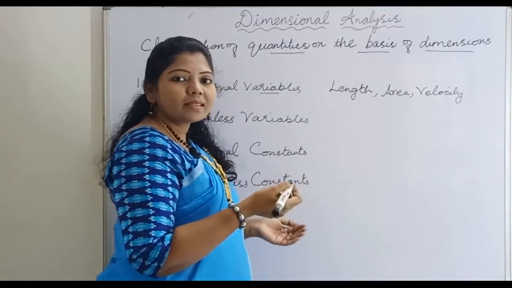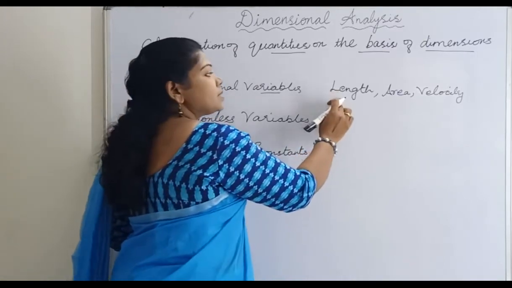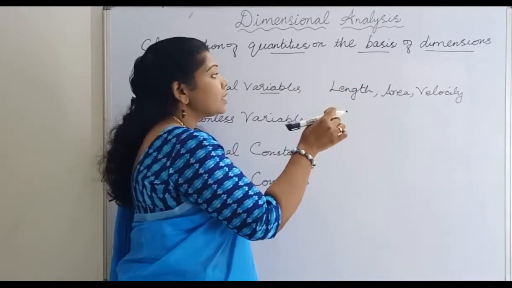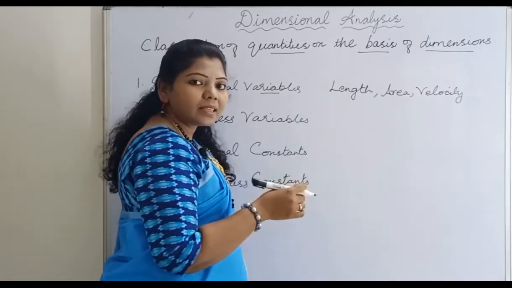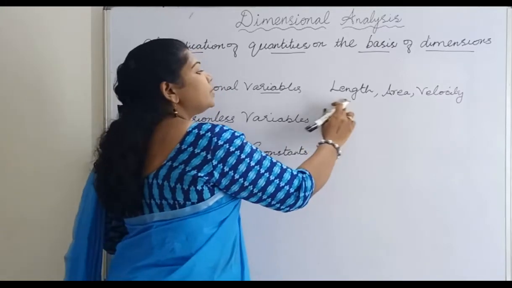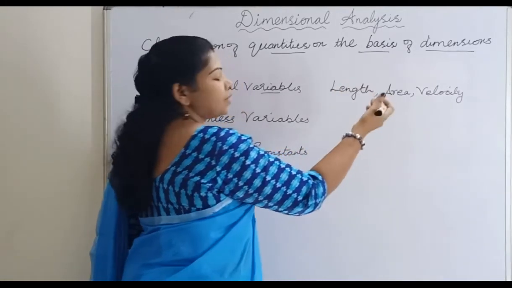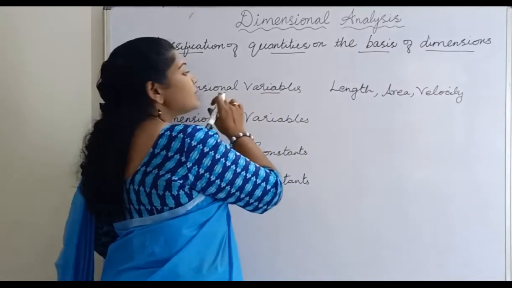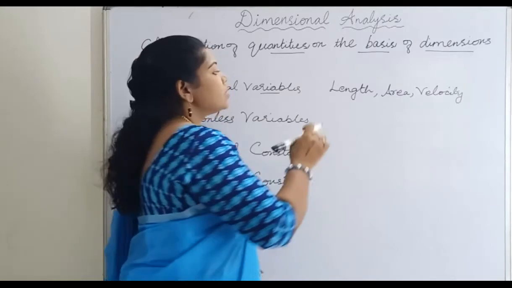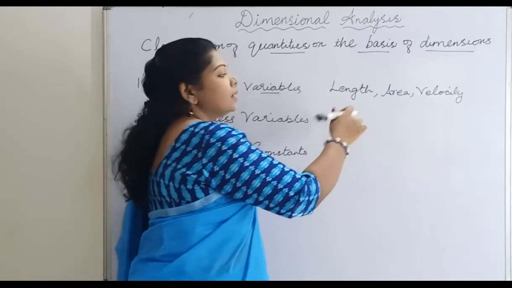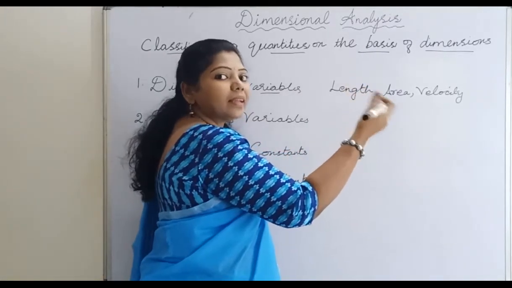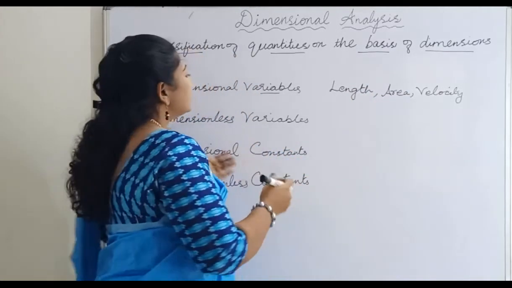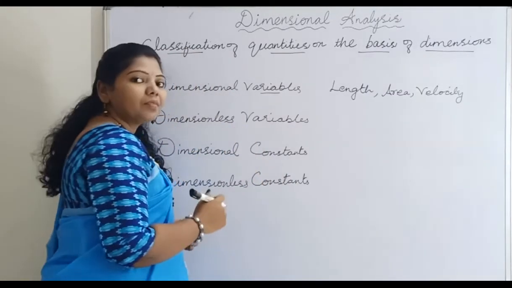Why are we calling them dimensional variables? Because these variables' values will change. It's not constant. We can't say the length is always 10 centimeter. The length may vary. So these have different values, so they are called variables. And they should have some dimension also. Length has dimension L. Area has the dimension L square. Velocity has L T power minus 1. So these come under the type dimensional variables.